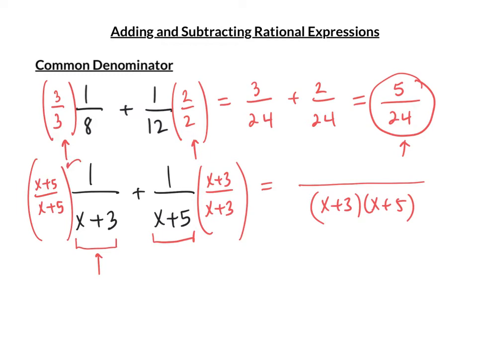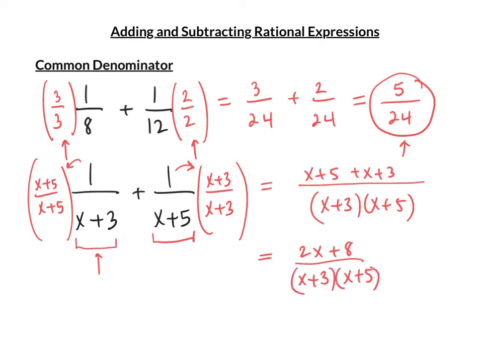So here, I'll take 1 times x plus 5, that's x plus 5. And here, I'll take 1 times x plus 3, and that'll be x plus 3. This ends up being 2x plus 8 over x plus 3 times x plus 5. And that would be your answer.